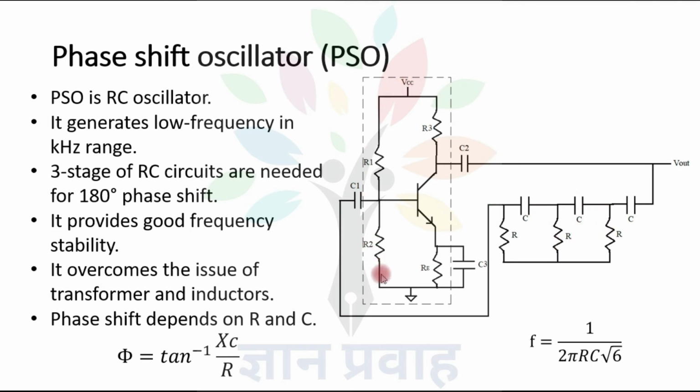So one amplifier circuit is used here, that is a voltage divider type circuit, and one feedback circuit which uses three stages of RC circuits, and there is no input signal. The operation of the oscillator depends on the DC power supply.